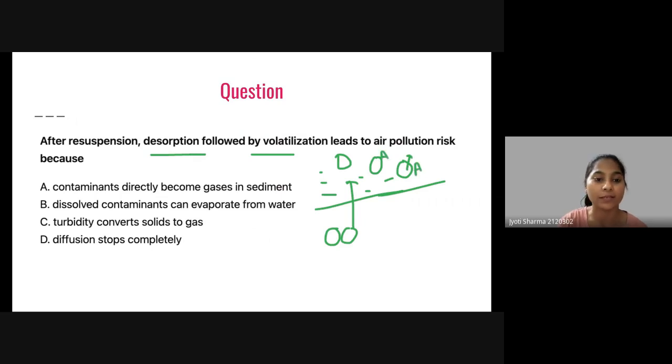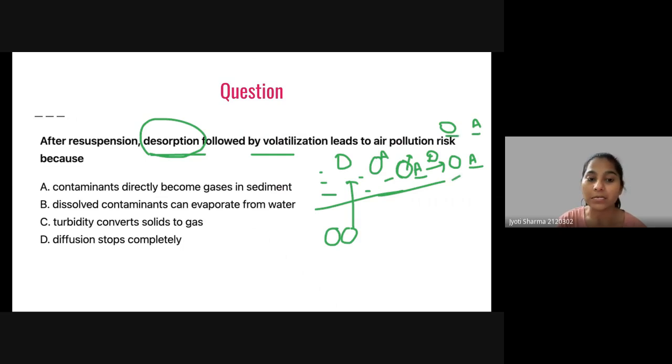Now what we are saying is that there is a desorption. Desorption means we have a particle that is adsorbed on the solid particle. So if there is desorption, it means A will be detached from your solid particle. So now A is in the water. It is in direct contact with the water. It is now not attached to the sediment solid particle.